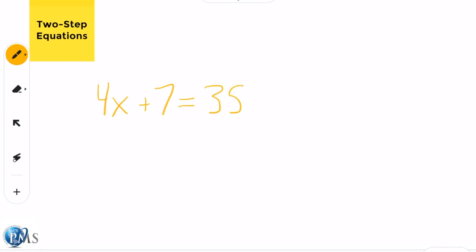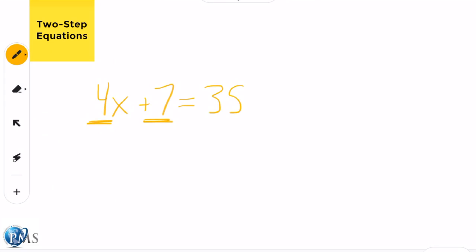Okay, 4x plus 7 equals 35. Again, two-step equations means we're going to have two different steps that we need to do before we can get x all by itself. Our goal is always get the x or the other variable, whatever it is, all by itself. In this case, x. How are we going to do that? We want to get rid of the 4 and we want to get rid of the 7.